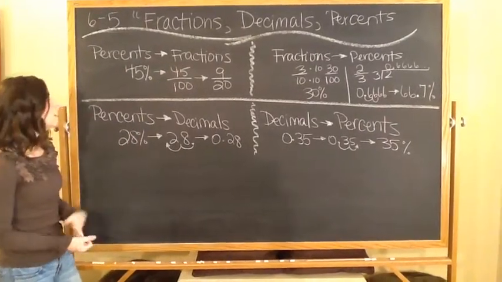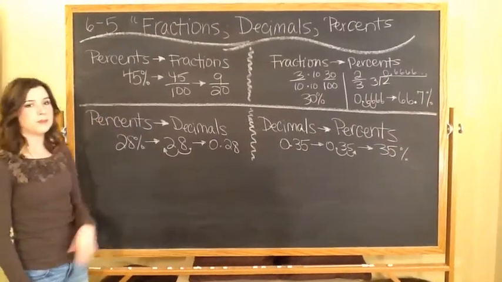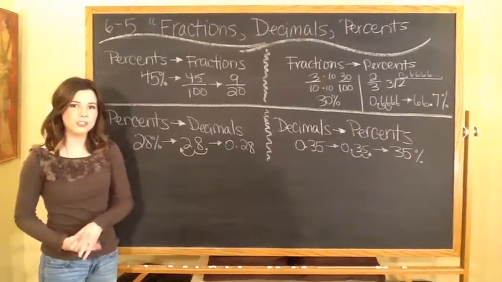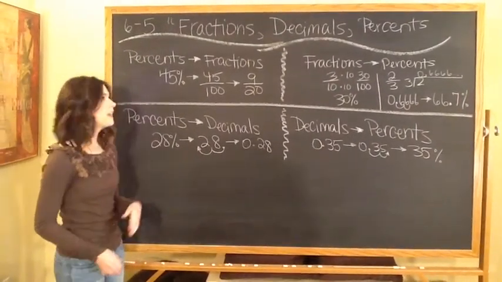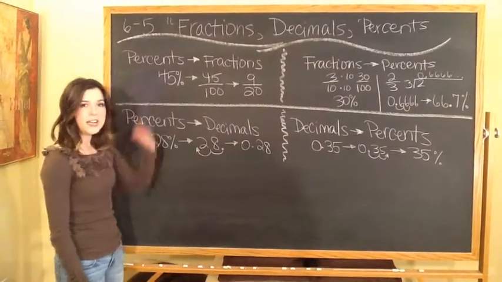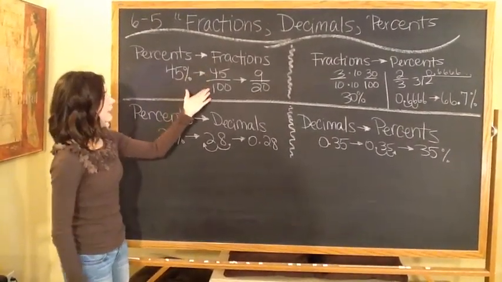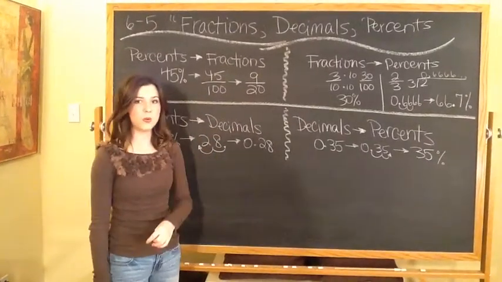First of all, you have your percent, 45% in this example. Anytime you have a percent, you put that over 100 and then you simplify, because anytime you're saying 45%, it's 45 out of 100. So we have 45 out of 100, and then we simplified it down to 9 over 20.